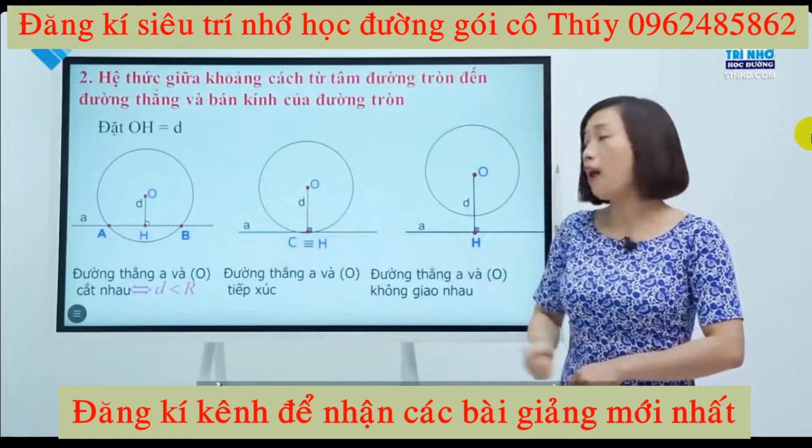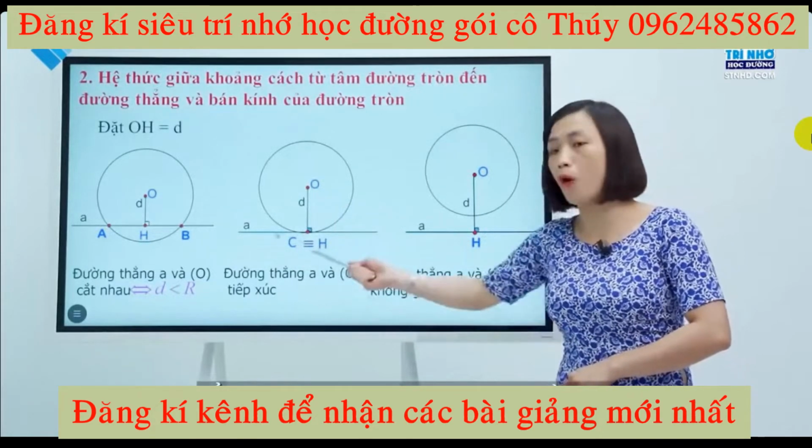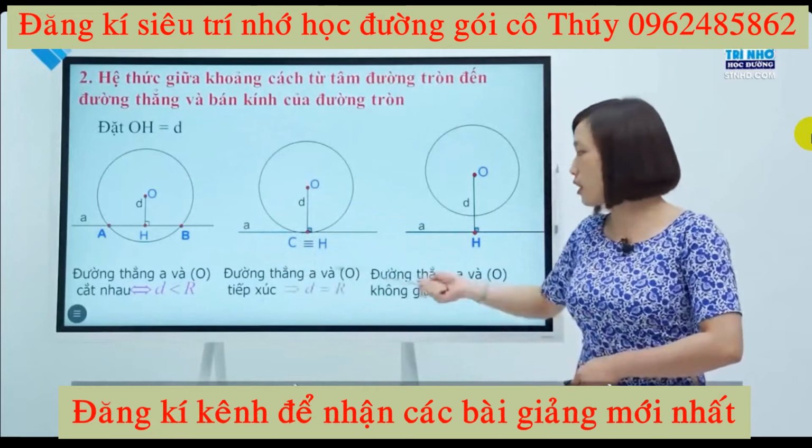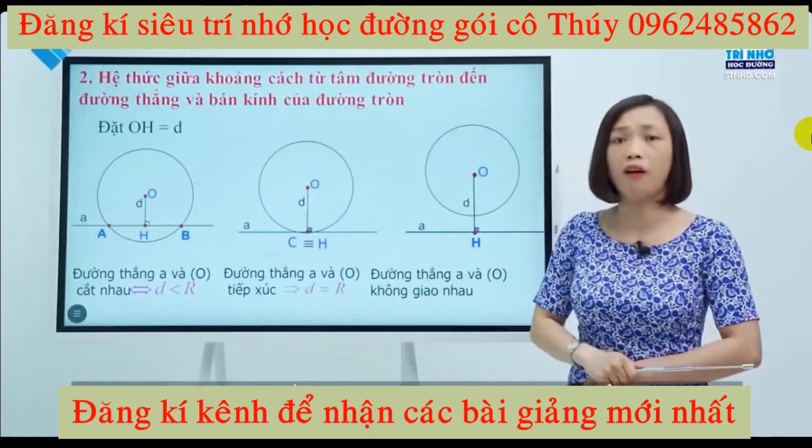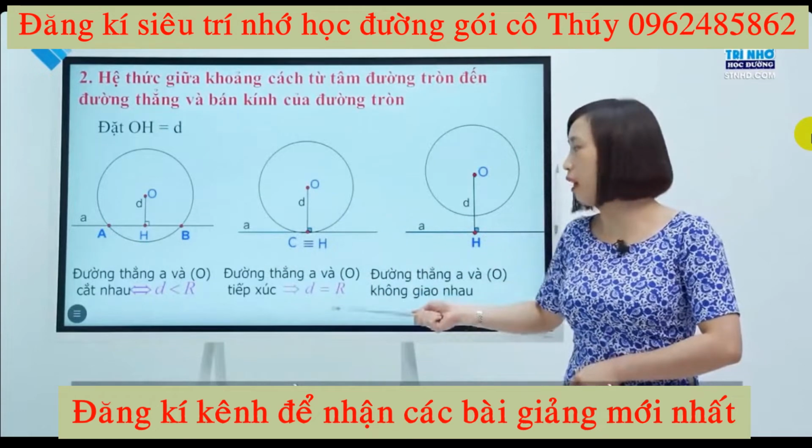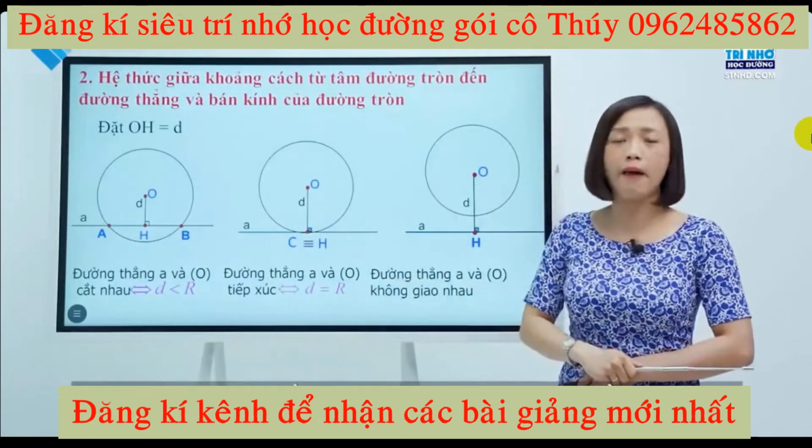In the second drawing, we have line a touches circle O. From that, we have d equals R. In return, if d equals R, we infer that line a and circle O touch each other.